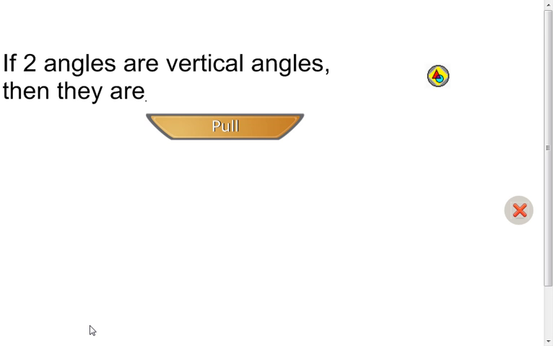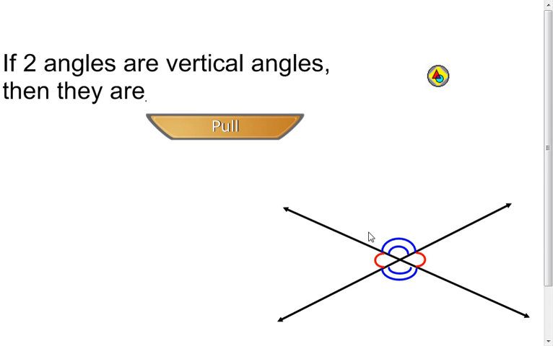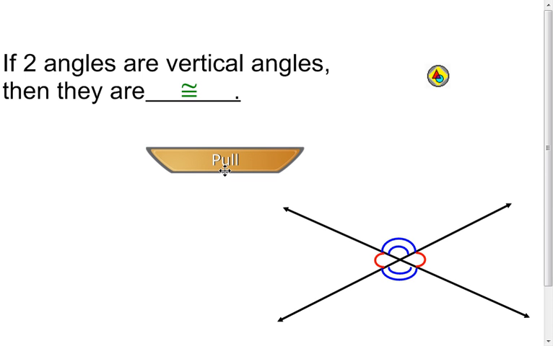My last theorem here would be working with vertical angles. So if you know you have two vertical angles, what are you going to know about them? In this case, I have this picture, and I've shown you that I'm looking at the vertical angles, the blue ones, they will be congruent. And if you look at the red ones, they're also going to be congruent. So if two angles are vertical, then you're going to know they're congruent.